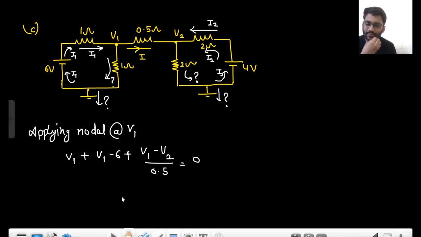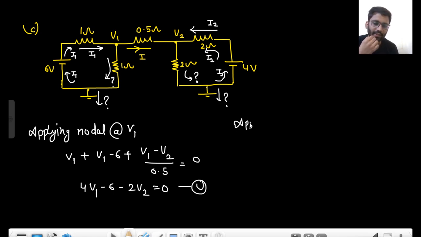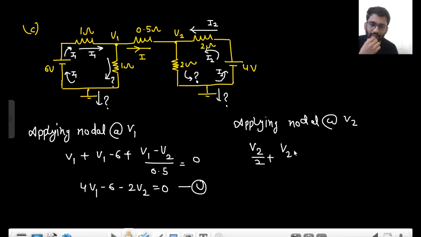to 0. Or you can write 4V1 minus 6 minus 2V2 is equals to 0. This is equation 1. Now applying nodal at V2. So it would be V2 by 2 plus V2 minus 4 by 2 plus V2 minus V1 by 0.5 is equals to 0.